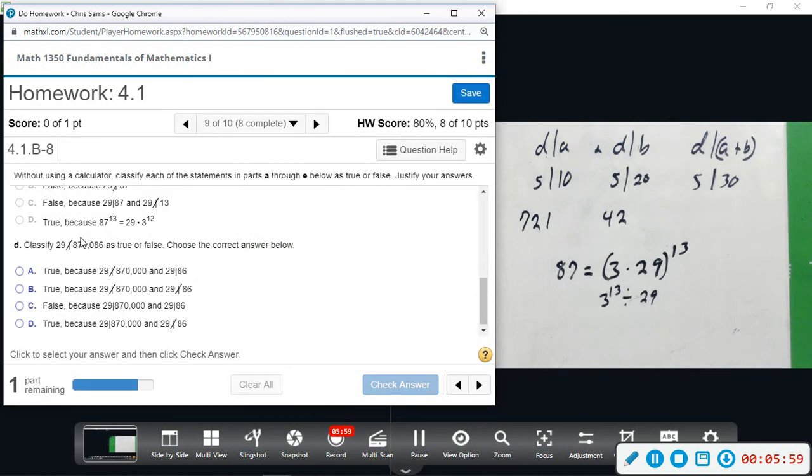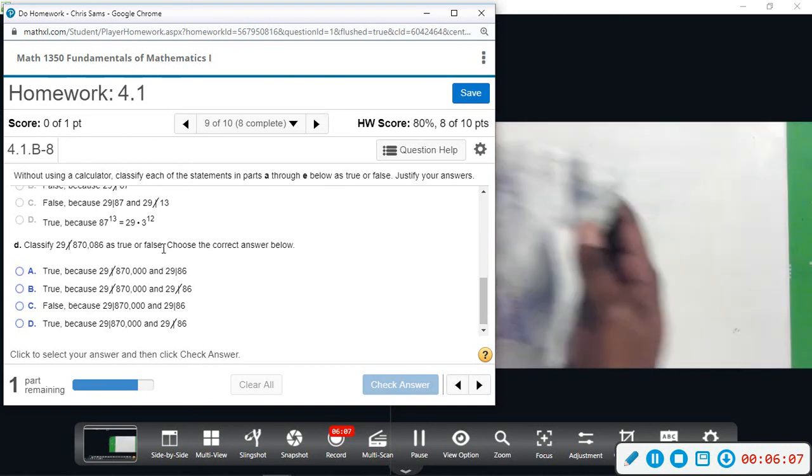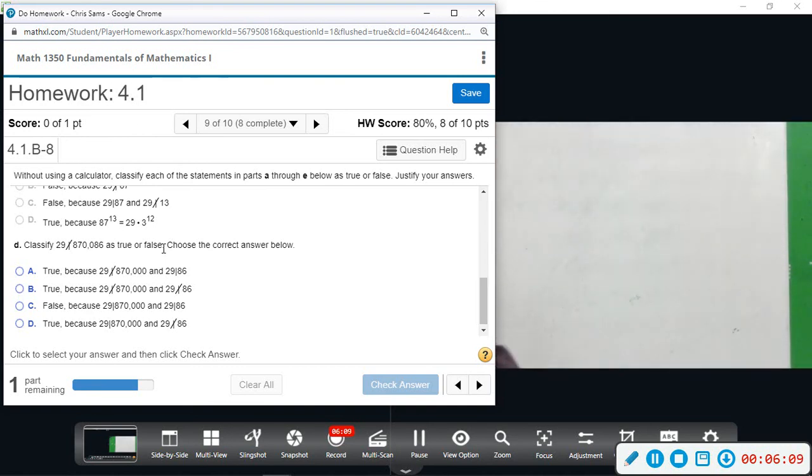This one is false. They're letting us know, and they want to know why. So we don't have to prove or figure out what it is. We just have to know why it's true or false. So this one is false. 29 will divide 87, but it will not divide 86. So 29 will not divide 86 here at the bottom.